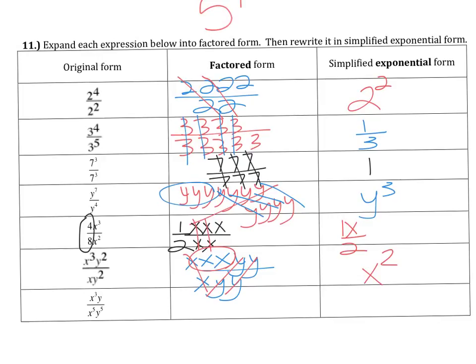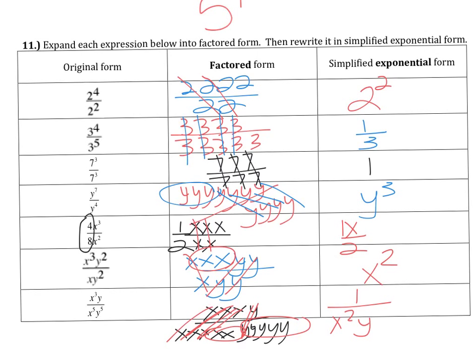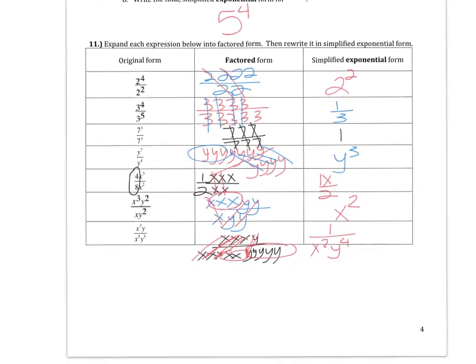Final problem, we have x times x times x times y over 5 x's and 5 y's. 1, 2, 3, 4, 5. So we're going to simplify what we can. So 3 of the x's can simplify and 1 of the y's. So we're left with 2 x's on the bottom, so that's x squared. And we're left with 4 y's that are also in the bottom, so that's going to be y to the 4th power. So anytime you have a variable that's left over that is in the denominator, it will stay in the denominator.